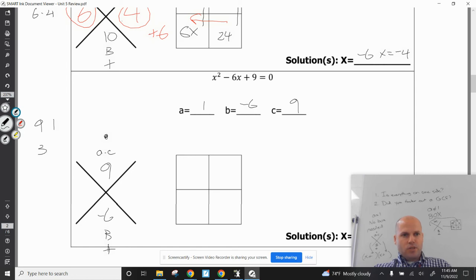Your only options, again, the most important number is this top number. It's like limiting the amount of selections that we have, are 9 and 1 and 3 and 3. Okay? But I need two numbers to add to get -6 and multiply to get +9. This is why I'm going to use these threes, but they have to be negatives.